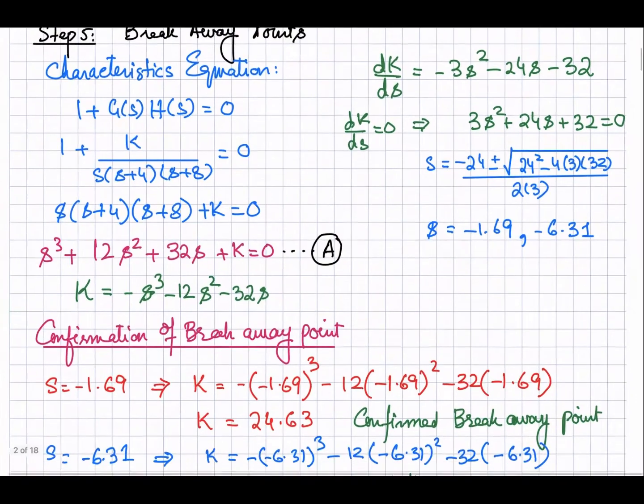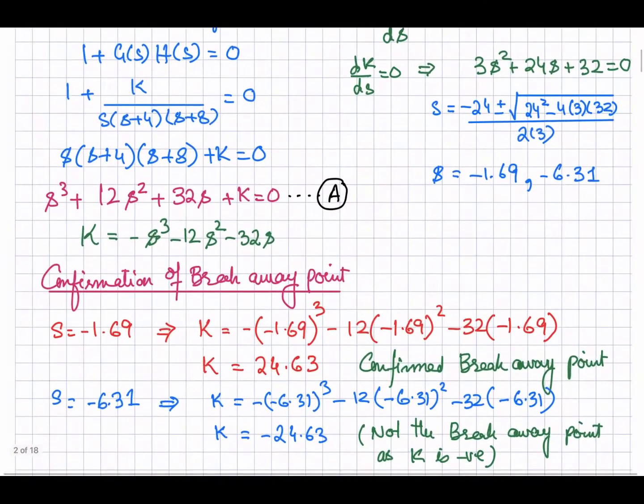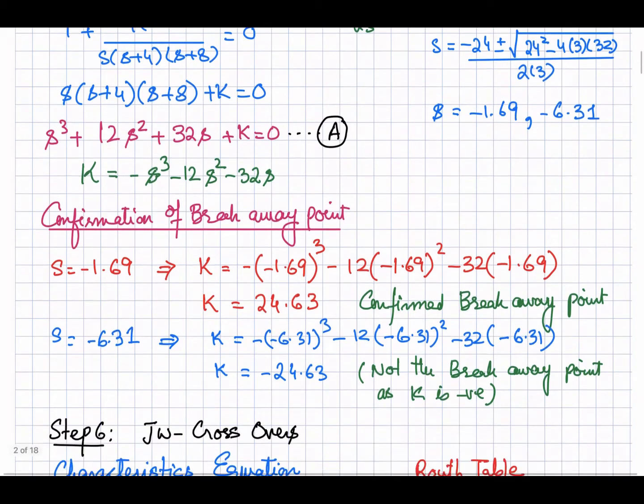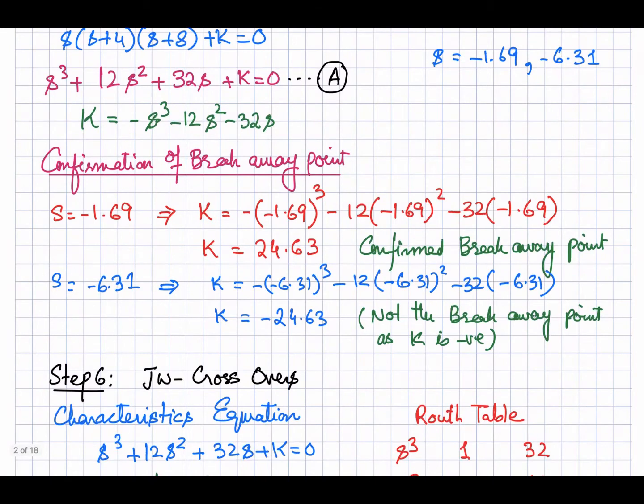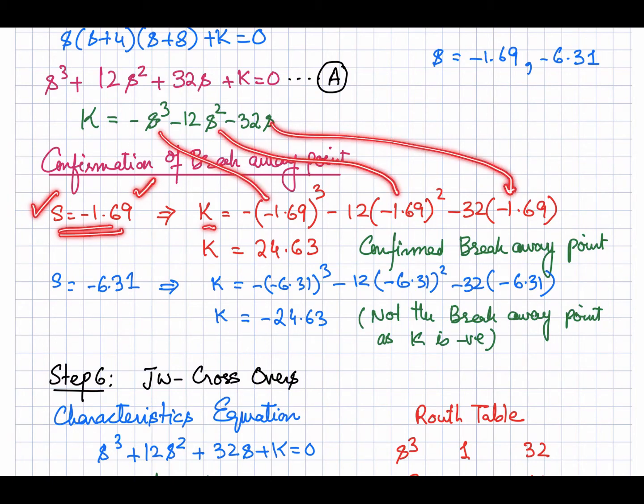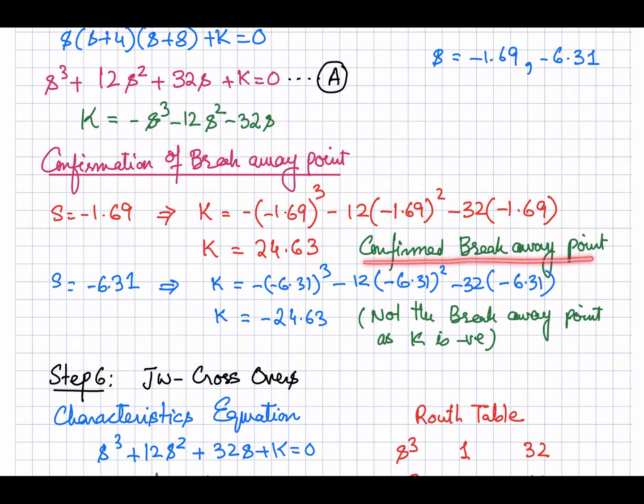So what we do, we use this expression of K, and we use these points, and we calculate the value of K by placing s equal to this one. If this K comes out to be positive, it means that it is a confirmed breakaway or break-in point. So taking s equal to minus 1.69 and using this in this expression, if we simplify we are going to get 24.63. So it is a confirmed breakaway point because K is positive over here.